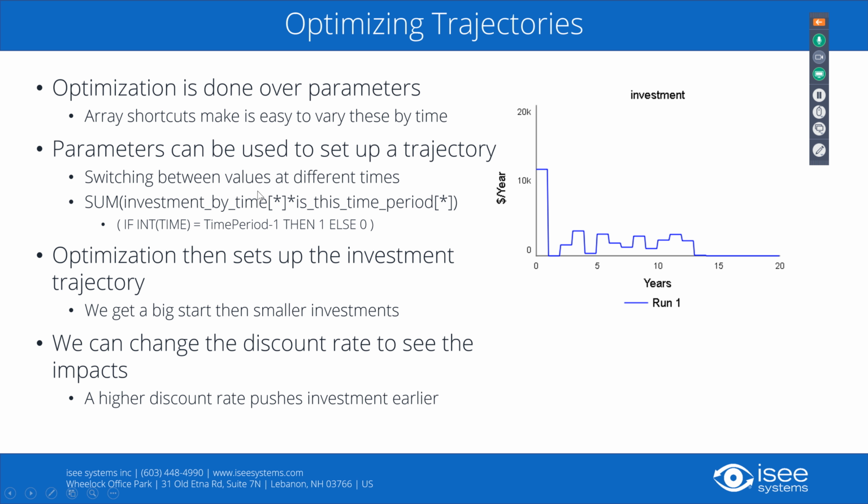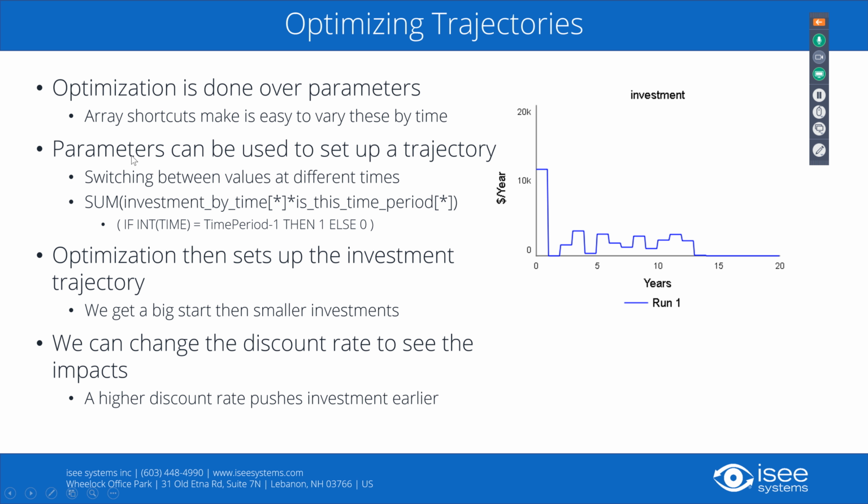So what happens if we want to optimize a trajectory rather than a single point value? I've sort of shown a trajectory where you might want to invest different amounts at different points in time. And since optimization is done over parameters, how can we do that? The model I'm going to show you has a technique of doing that.